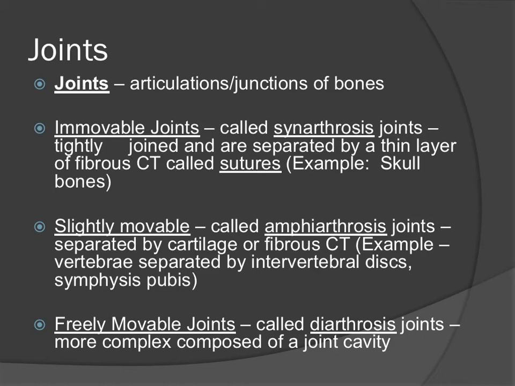Joints are articulations or junctions of bones. You have immovable joints called synarthrosis joints. They are tightly joined and are separated by a thin layer of fibrous connective tissue called sutures. So an example would be your skull bones.